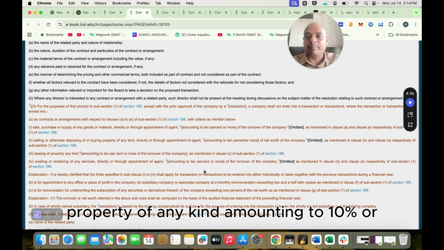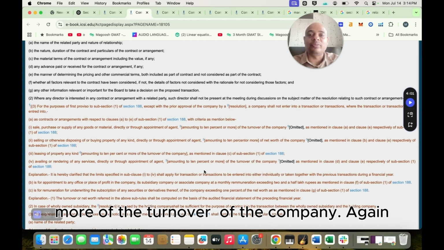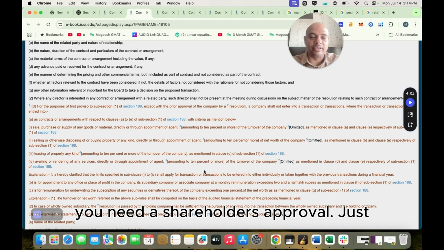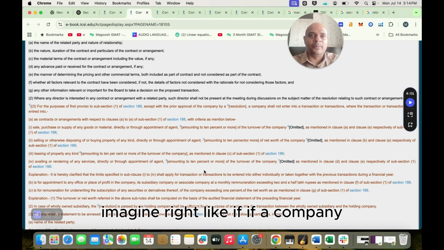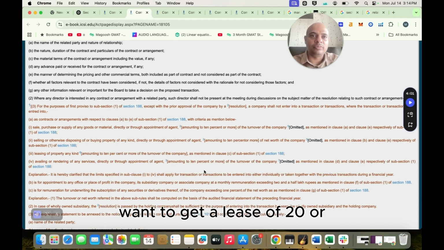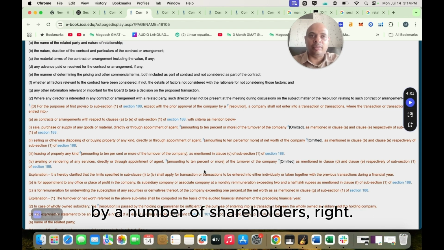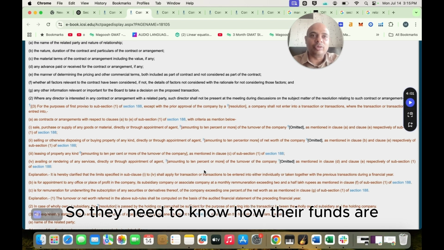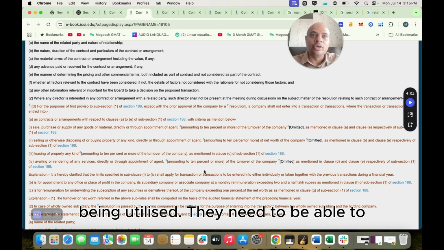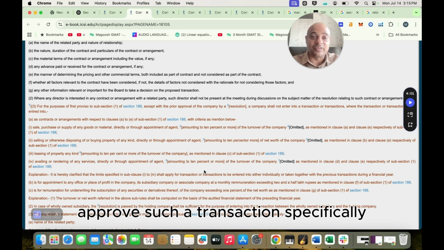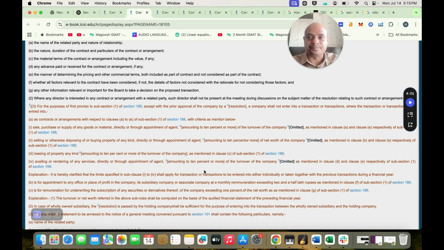And leasing of property of any kind amounting to 10% or more of the turnover of the company, again you need a shareholder's approval. Just imagine, if a company has a turnover of 100 and you want to get a lease of 20 or 30 rupees, that is 30% of the company's turnover. Now this 100, which is the overall capital or paid up capital of the company, is contributed by a number of shareholders, right? So they need to know how their funds are being utilized. They need to be able to approve such a transaction, specifically when it is with a related party entity.